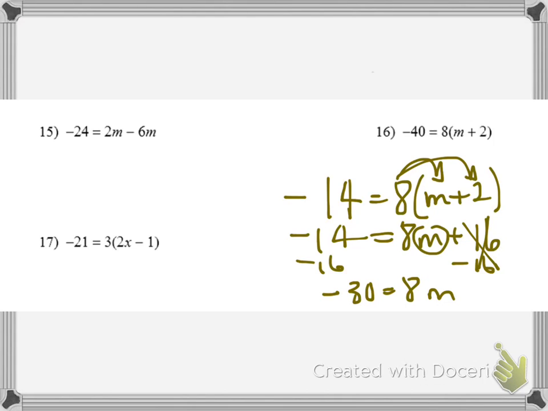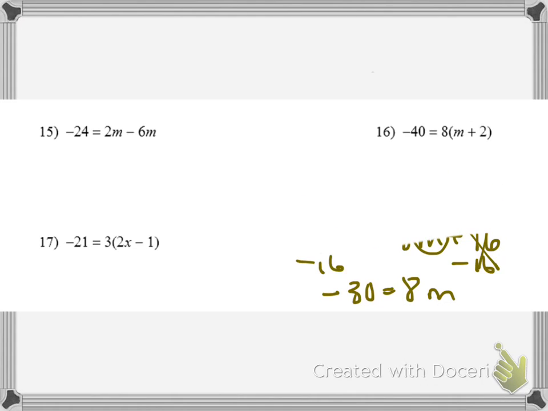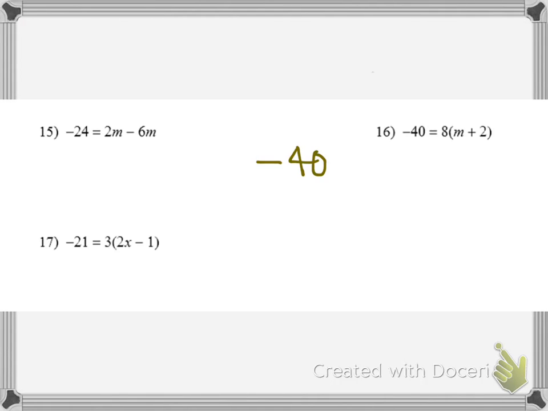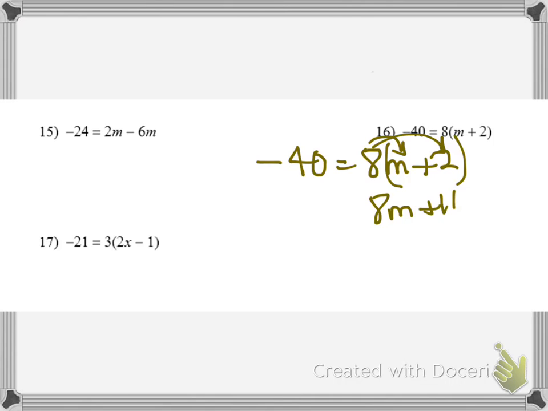Oh, I wrote it wrong. Okay, hold on. Let's try that again. All right. So you got to make sure you write things right. Negative 40 equals 8 times m plus 2. This is 8m. This is 16. And this is negative 40.